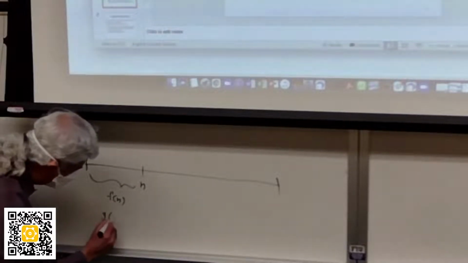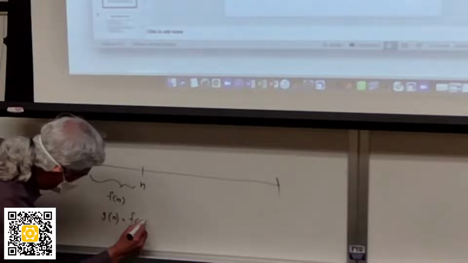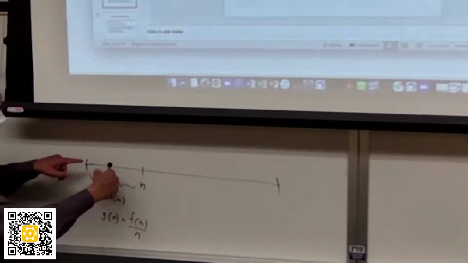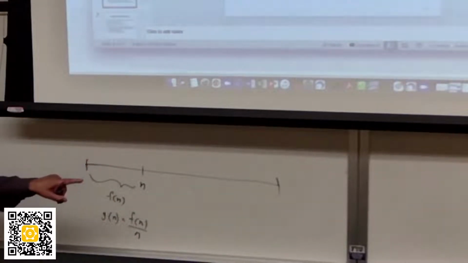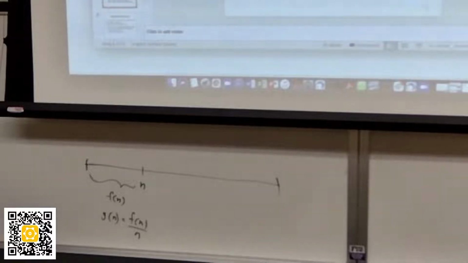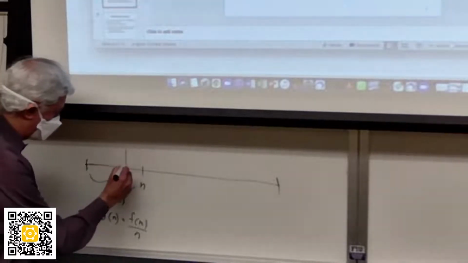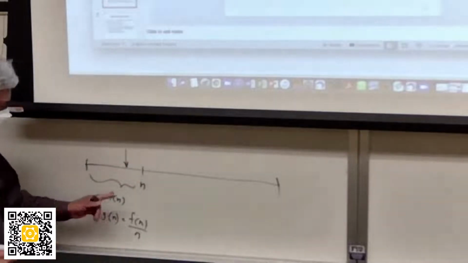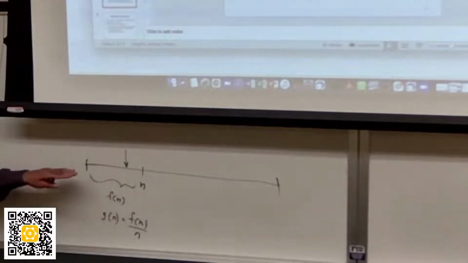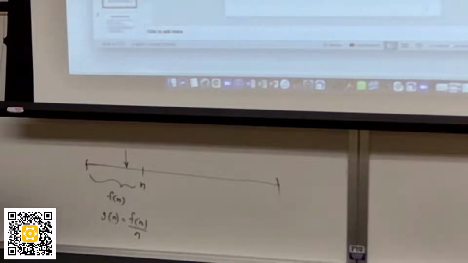And then we know that g of n is f of n divided by n, which means what fraction of these numbers have common factors. That's what we want to find out. And we want to find the number k, which has the largest g value among the numbers here, right? That's what we really want to do.